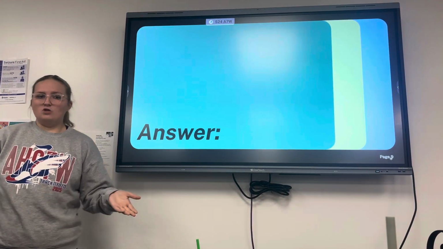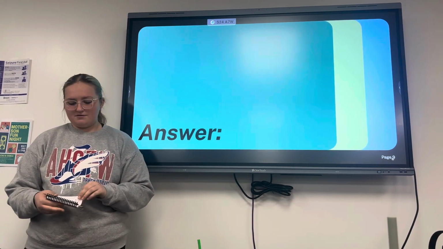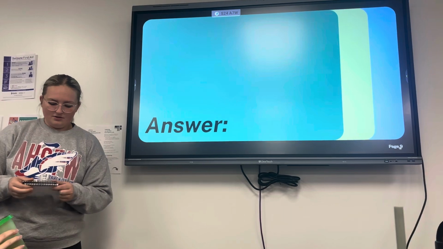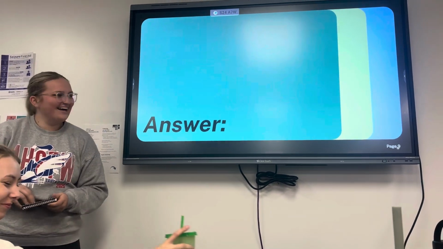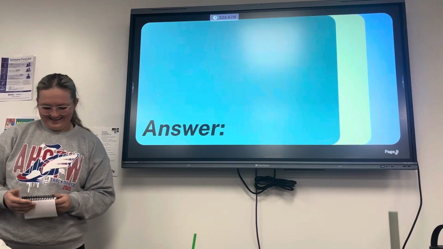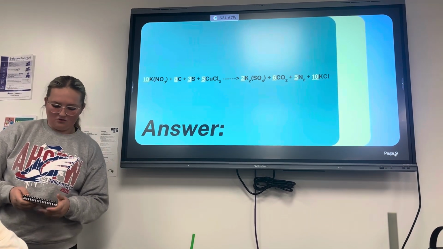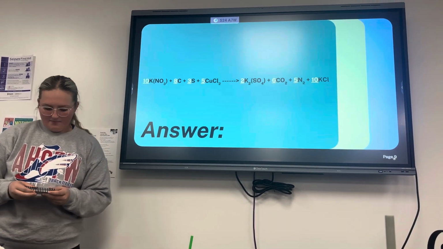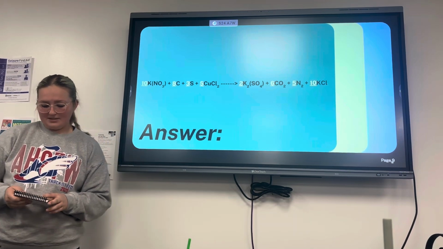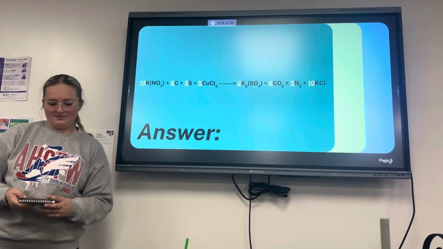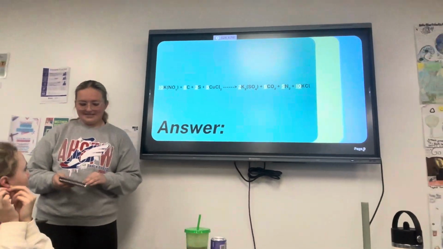Now that you know how to balance a chemical equation, you have to find the common factor for each and multiply to get the same on each side. The answer is 10 KNO3 plus 8 carbon plus 3 sulfur plus 5 copper chloride is equal to 2 potassium sulfate plus 6 CO2 plus 5 N2 plus 5 CuO and then plus 10 KCl.